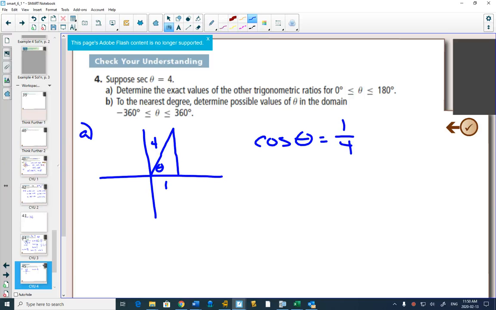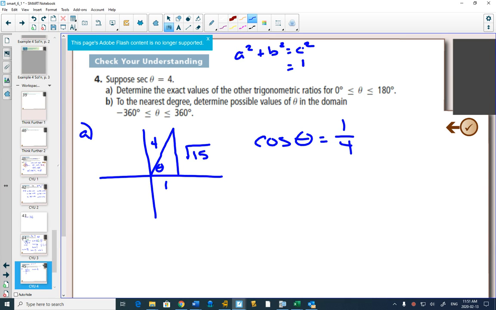How tall is that triangle? Quick mental math. We know the hypotenuse. So you will have to do some practice, it sounds like, with mental math here. Right? 4 squared is 16, 1 squared is 1, 16 minus 1 is 15. You're going to get square root of 15 for the other side.